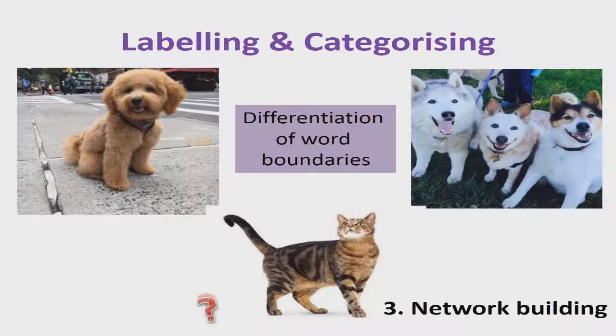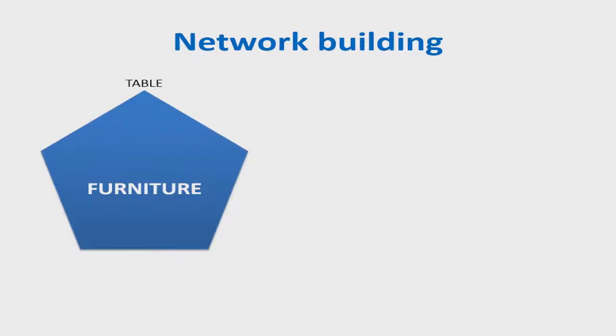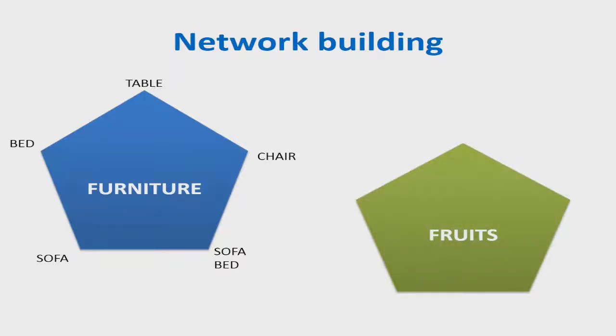And finally, children go through the process of network building, which means that they need to realize that common words like dog or banana can be replaced by a superordinate like animal or fruit. Now here we have examples with furniture and fruits. For furniture, we have table, bed, chair, sofa, sofa bed. And in fruit we have banana, orange, watermelon, pear.